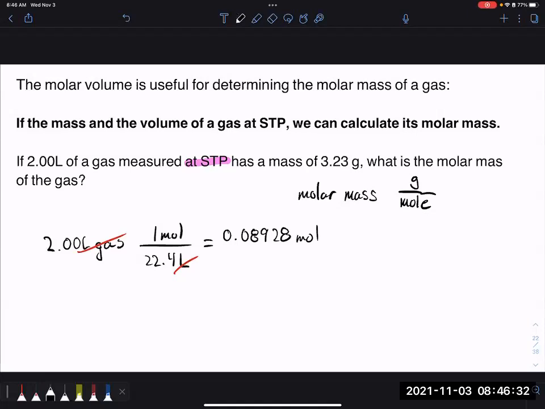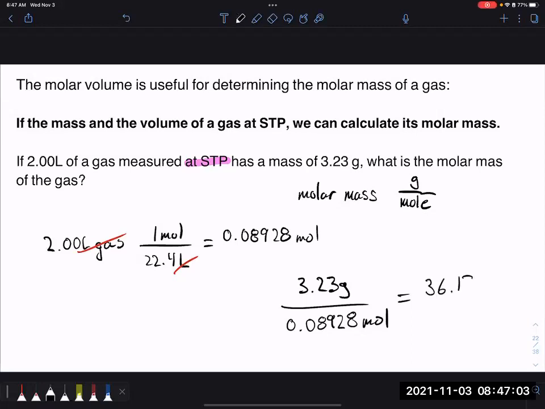Based on this, we have this many moles, and we know the mass of the gas, so we can calculate the molar mass. We just take our 3.23 grams and divide it by 0.08928 moles. So the molar mass of this gas is going to be 36.17. Well, sig figs here, so 36.2 grams per mole.